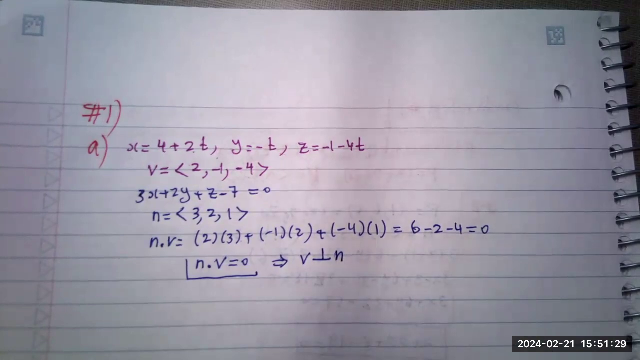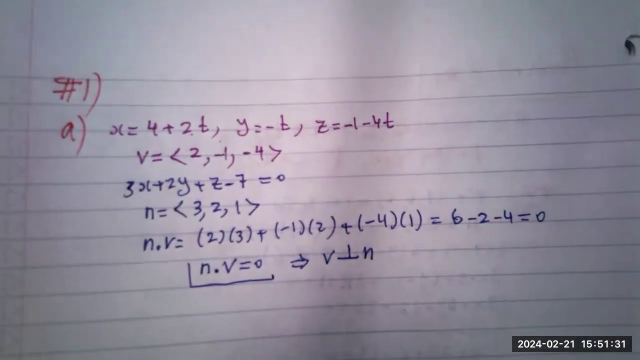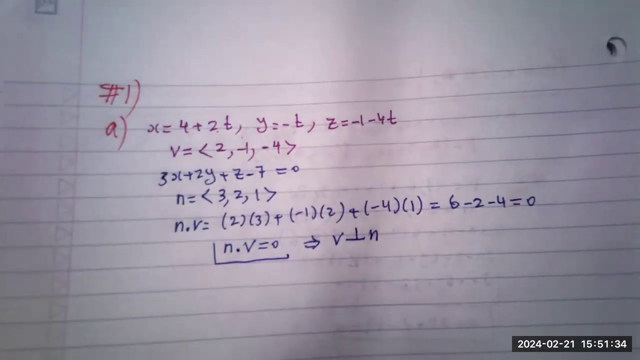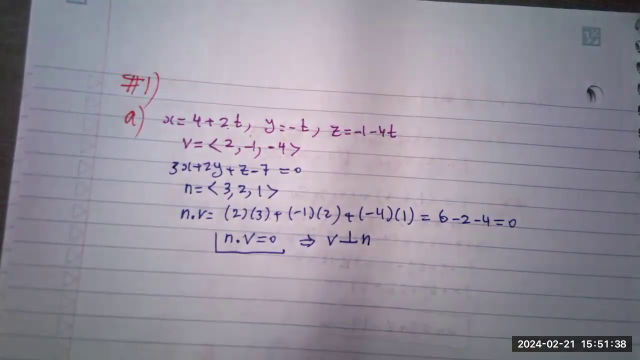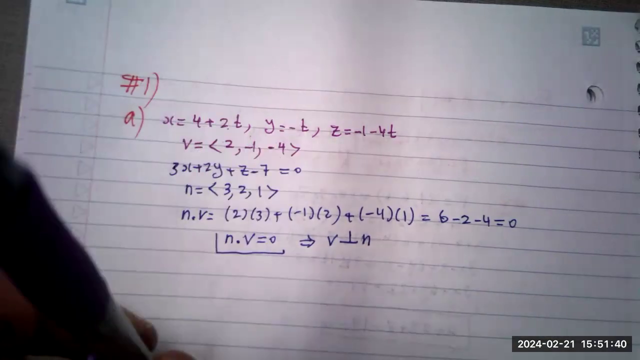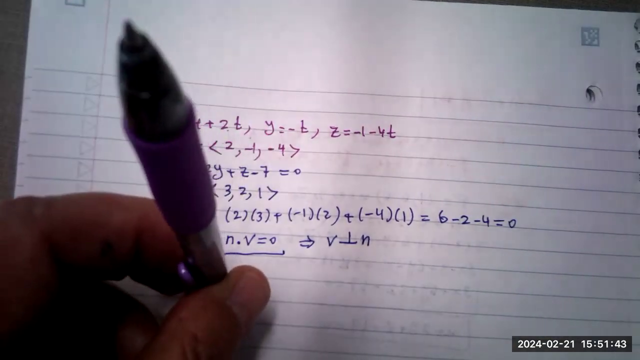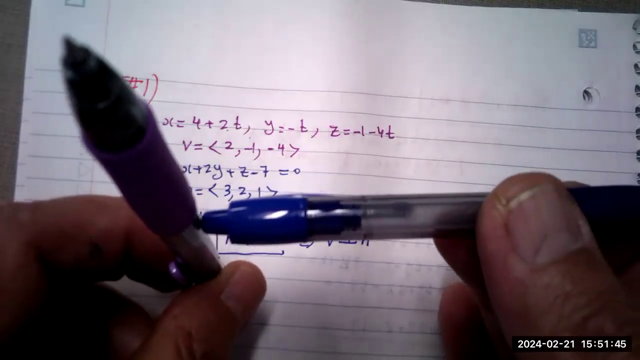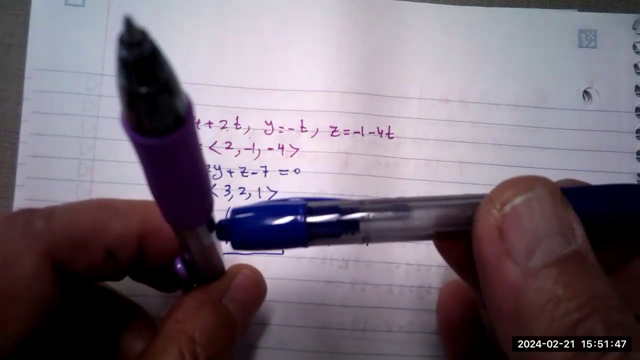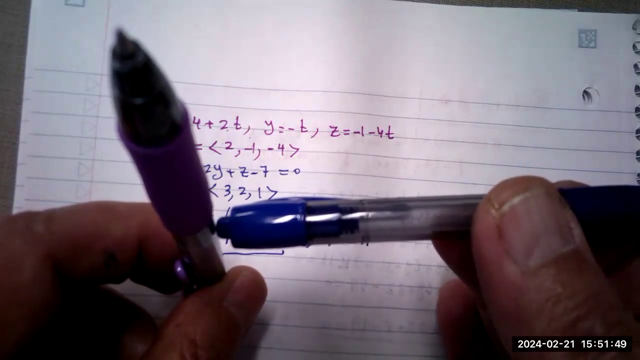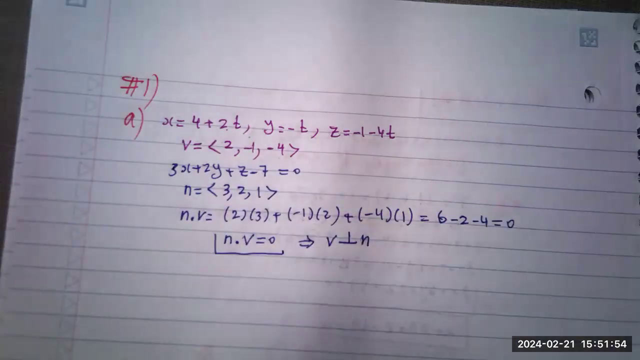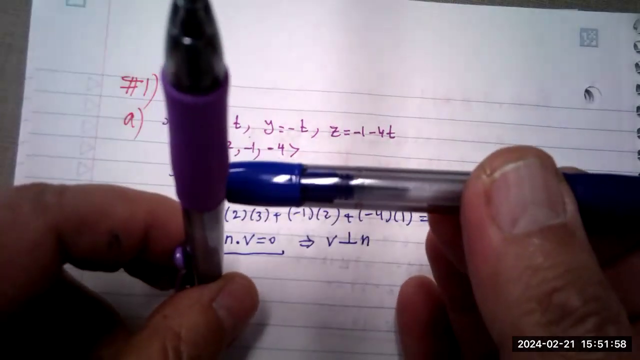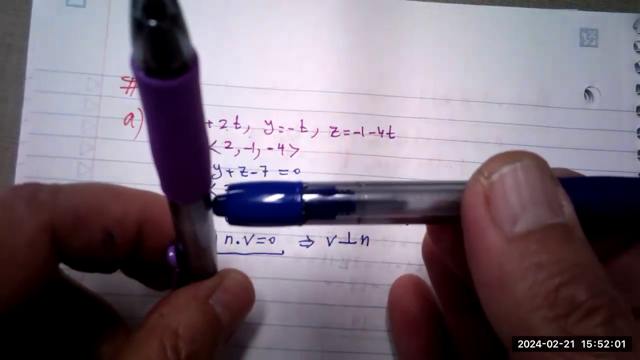Just think about it. This is the plane that you have, and this is going to be your normal vector. So this vector is going to be perpendicular to the normal. If it's perpendicular to the normal, this vector is going to be parallel to the plane. So they are orthogonal to each other. The blue one is going to be your directional vector.